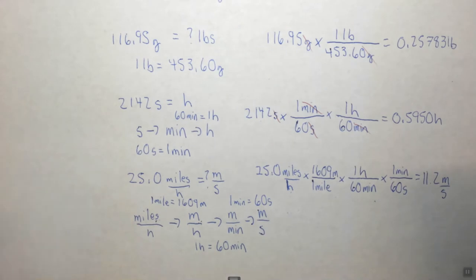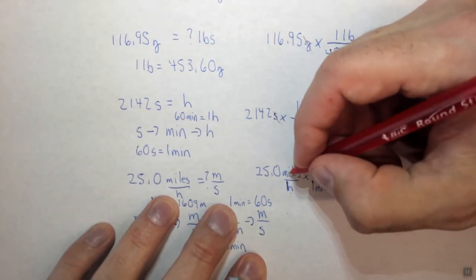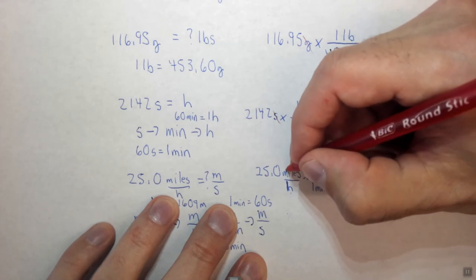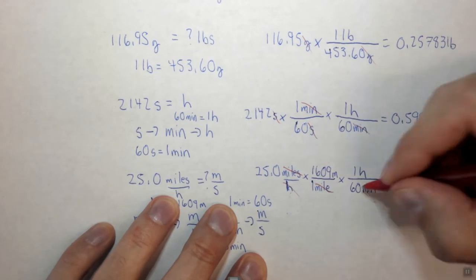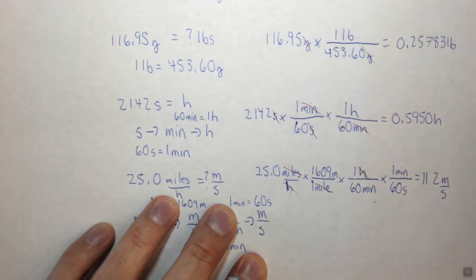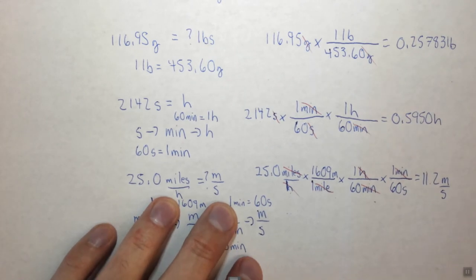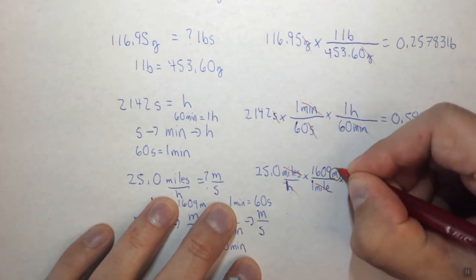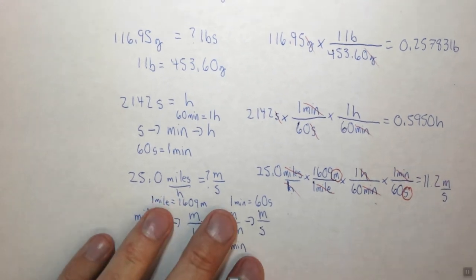Let's make sure our units cancel out. We have miles on the top, which cancels out with miles on the bottom. We have hours on the bottom, which cancels out with hours on the top. We have minutes on the top, which cancels out with minutes on the bottom. What are we left with? Meters on the top, seconds on the bottom, meters per second.